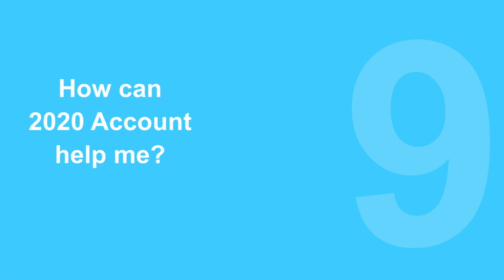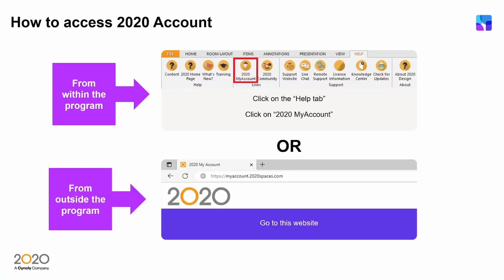Number 9, how can the 2020 account help me? Well, you can find many resources here, including program and catalog downloads for 2020 Design Live. Not to mention, you also have the ability to manage your sessions. Now, how do we access the account? Well, there are two main ways that you can access your account. The first way would be through the 2020 Design Live program. You can click on the Help tab at the top, and then click on 2020 My Account.